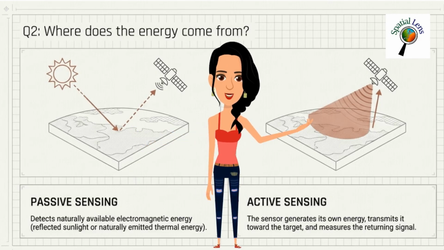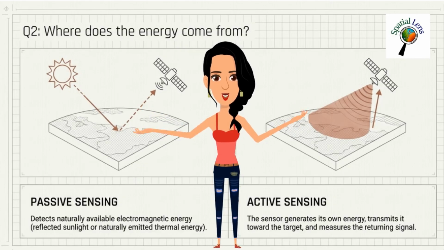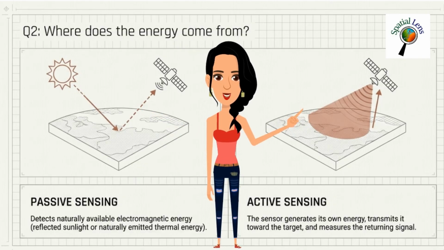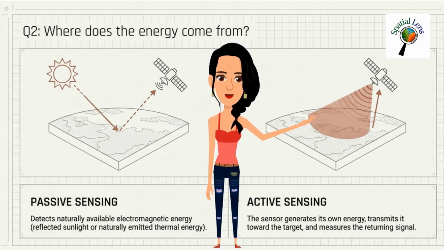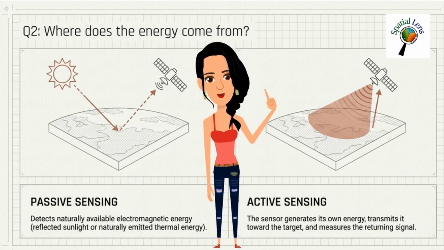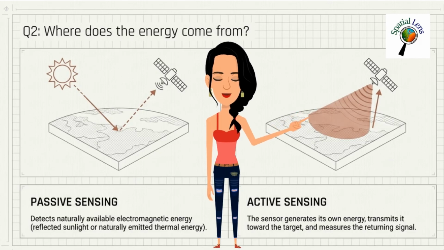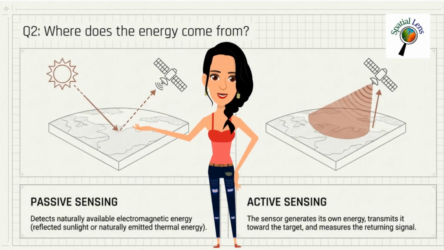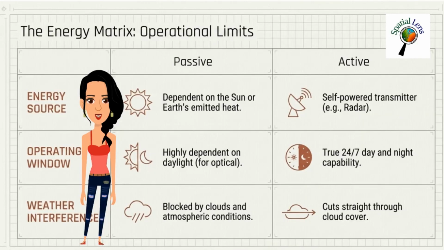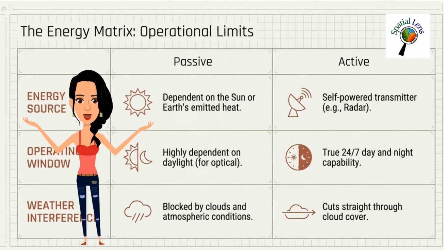Based on this, remote sensing sensors are divided into 2 major types: passive sensors and active sensors. Passive sensors detect naturally available electromagnetic energy, while active sensors generate their own energy and measure the signal that returns from the target. This is one of the most fundamental distinctions in remote sensing. A passive sensor does not generate its own energy for sensing. Instead, it detects naturally available radiation.